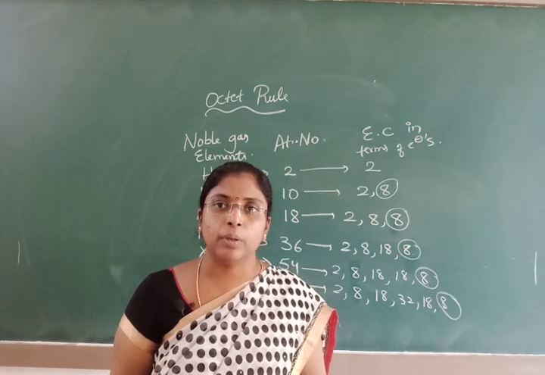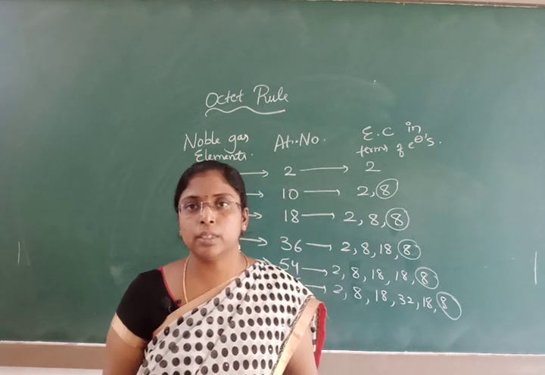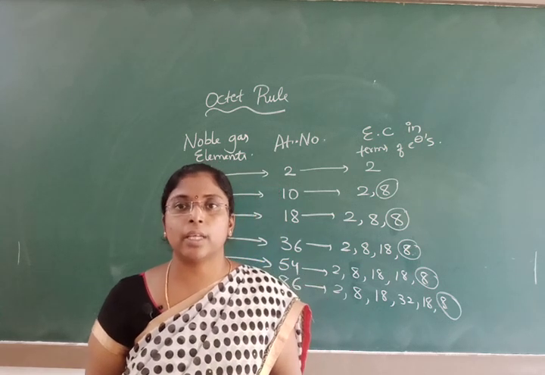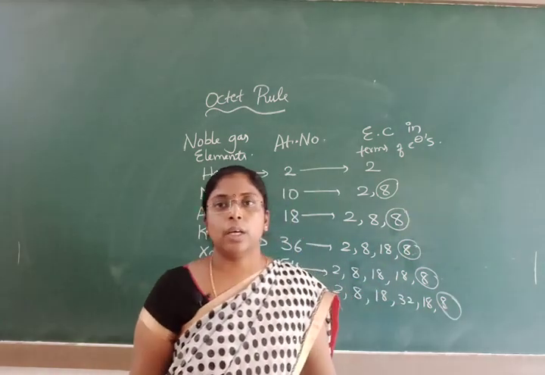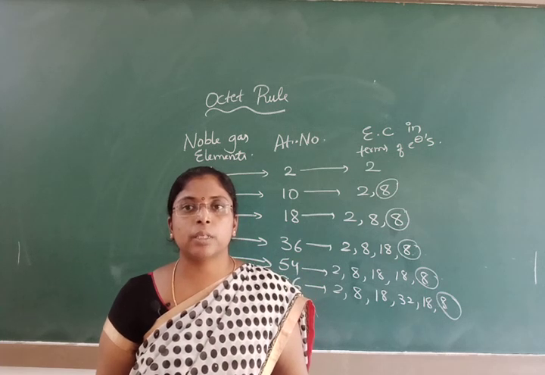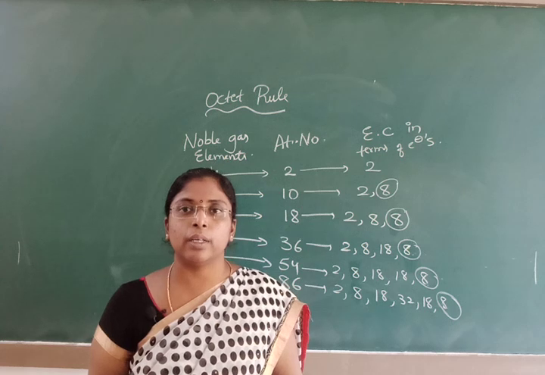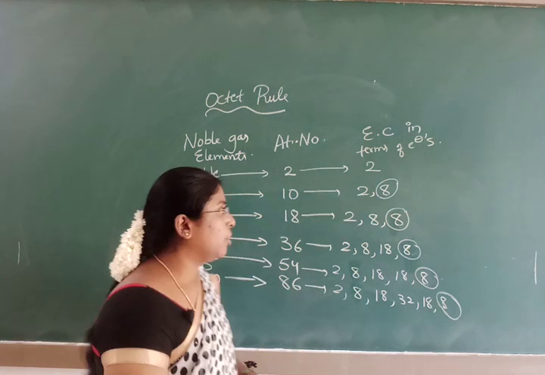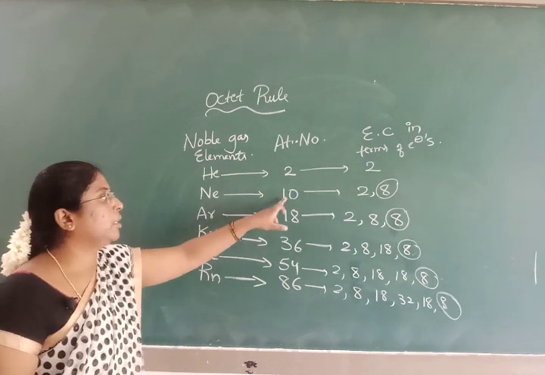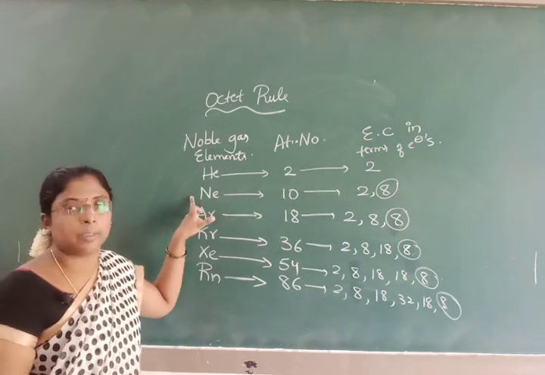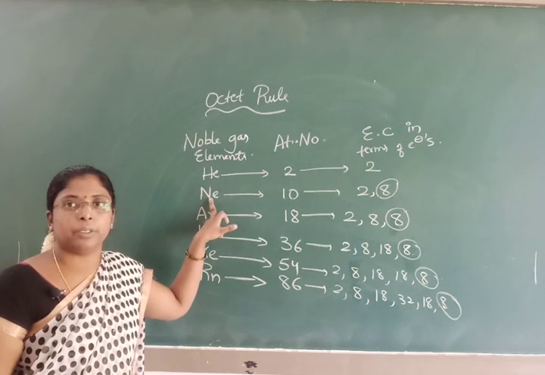They are very less reactive because they have the octet configuration. Octet configuration means the last shell, the valence shell, has 8 electrons in its outermost shell. So the elements in nature want to attain stability by having the configuration of these noble gas elements. They tend towards a stable configuration nearest to these elements. For example, any element with atomic number 8 or 9 tends to attain a stable configuration like that of neon.